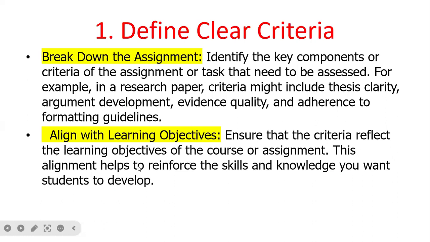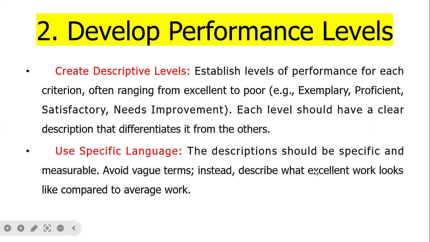This alignment helps to reinforce the skills and knowledge you want students to develop. Performance levels: create descriptive levels, establishing the levels of performance for each criterion, often ranging from excellent to poor, or exemplary, proficient, satisfactory, needs improvement. Each of the levels should have a clear description that differentiates it from the others.